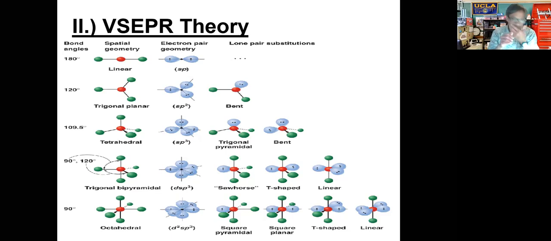Then I want to talk about how we can use that information about the geometry to complete our characterization of a molecule, and we're going to practice that today. Hopefully by the end of the lesson, if I give you a molecule, you should be able to characterize it in the ways that we're going to talk about today.